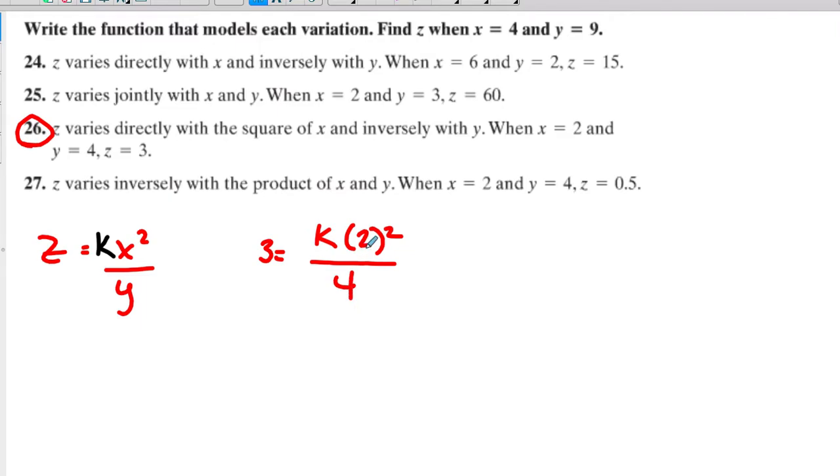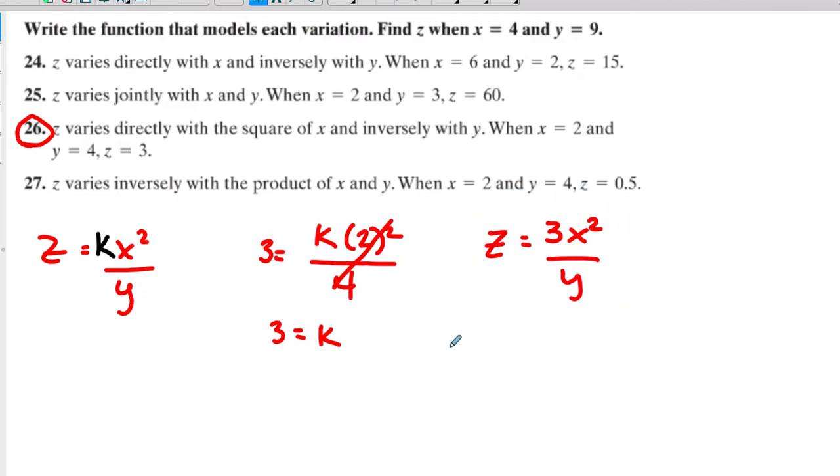All right, so then 2 squared is 4. 4 over 4 simplifies to just 1, right? So those cancel, and you have K equals 3. So now putting that into the equation, you have Z equals 3x squared all over Y. That would be your function that models the variation.